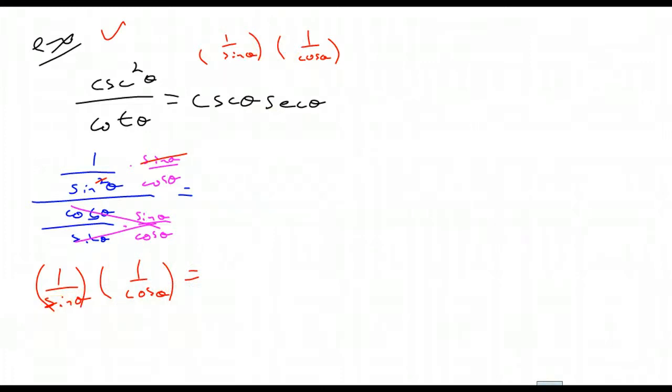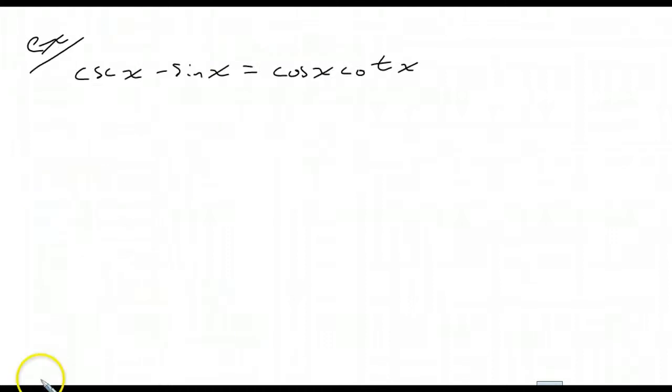So now that I know this is cosecant theta and secant theta, that's my answer, and I am simplified as far as I can get. Okay, looking at another example.